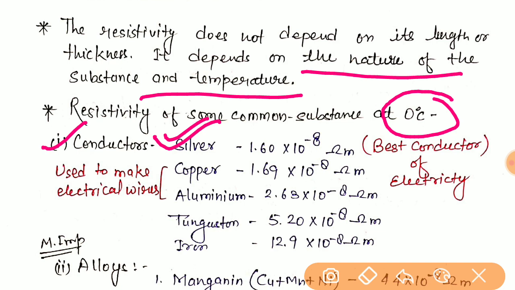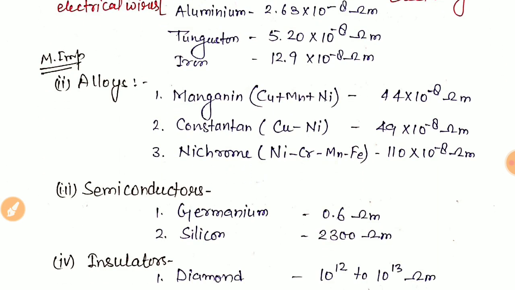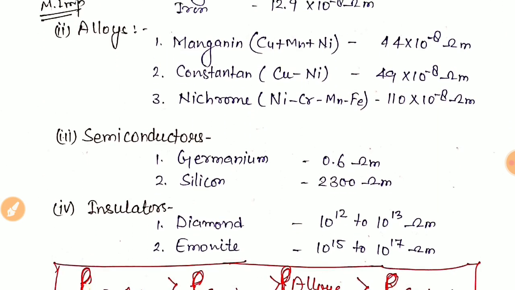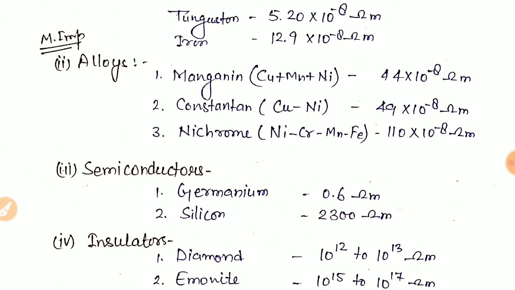And after that, copper and aluminium are also used to make electrical wires. Okay, these are the most suitable for making electrical wires. Now again see, there are some important alloys, which are a mix of metals and non-metals. So the first alloys are manganin, constantan, nichrome.